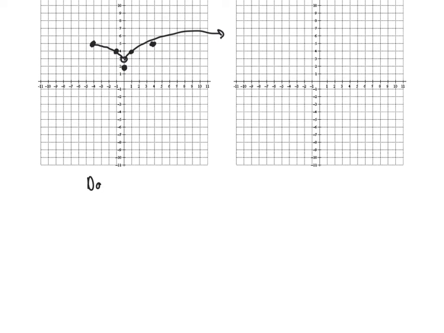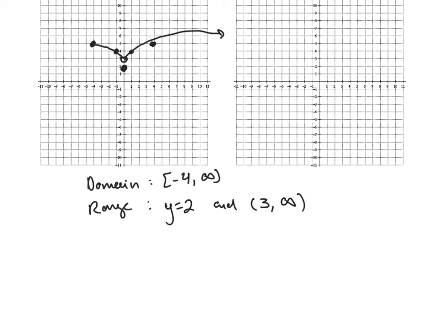Now the domain and range. So the domain is negative 4 to positive infinity. Domain is negative 4 to positive infinity. Now, our range is when y is equal to 2, because of this point right here. Then we have a hole at 3, and it goes on to infinity, all right? So that's what it'll look like.